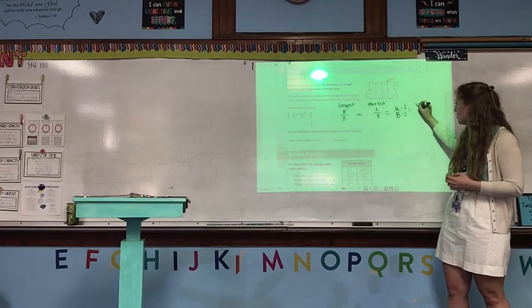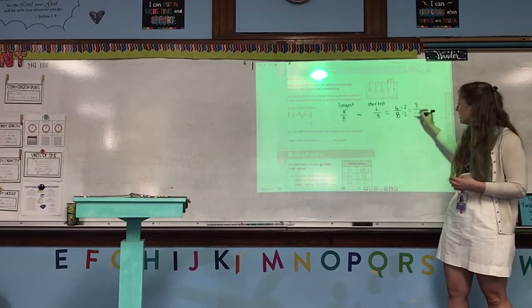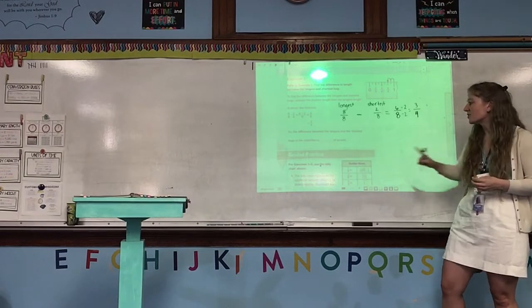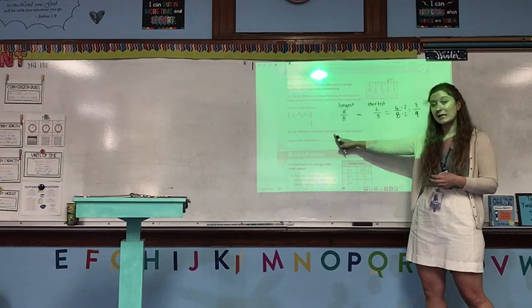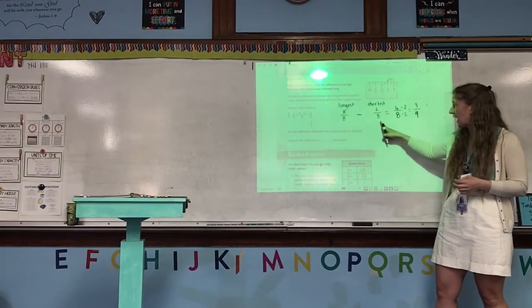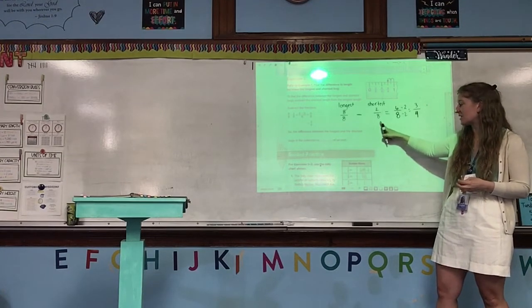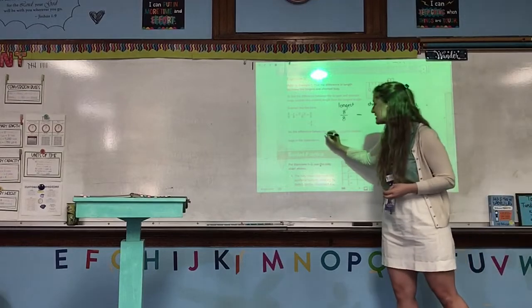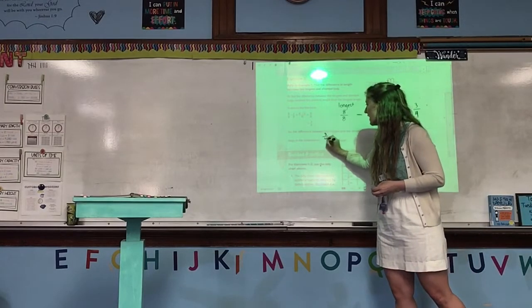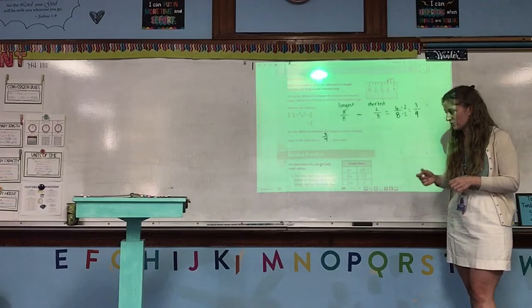Remember to always show division by the greatest common factor. 6 divided by 2 is 3. 8 divided by 2 is 4. So that means the difference between the longest bug and the shortest bugs in the collection is not 6/8 of an inch, but 3/4 of an inch.